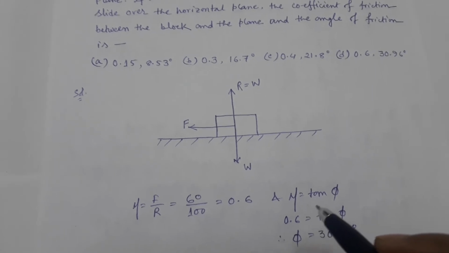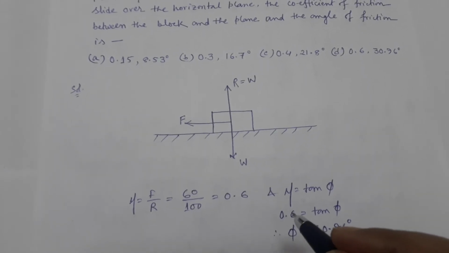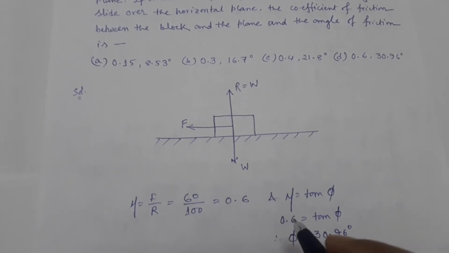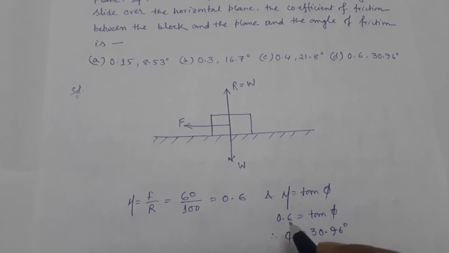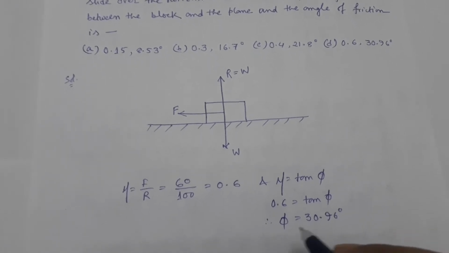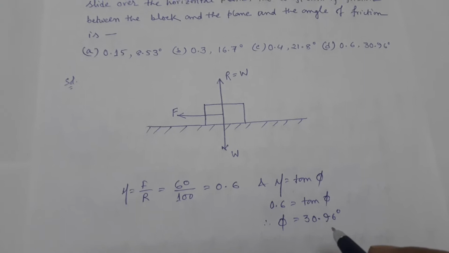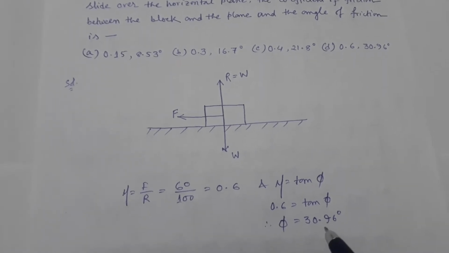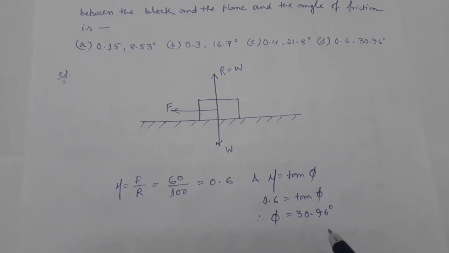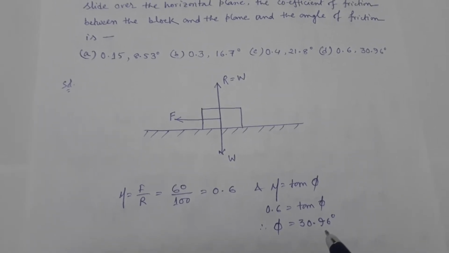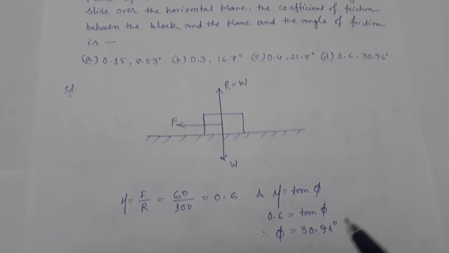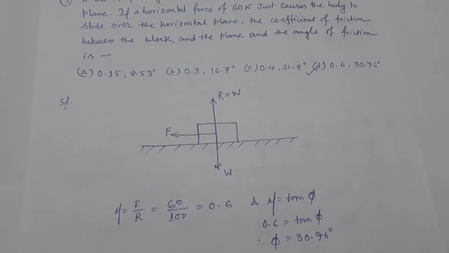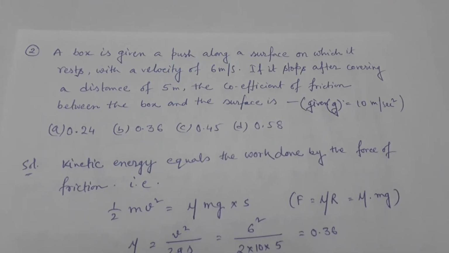We know that mu equals tan phi, and mu equals 0.6, which we already calculated. So 0.6 equals tan phi, so phi equals 30.96 degrees. So the coefficient of friction is 0.6 and the angle of friction is 30.96 degrees. So the answer should be D, 0.6 and 30.96 degrees. This is the second problem.